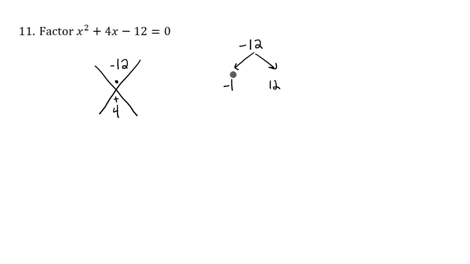So what else times what gives me 12? That's going to be a negative 2 times 6, and then a negative 3 times 4. All these are factors of 12. And again, we want to make the smaller number negative so that when these two numbers add together, we get our positive number. So the two numbers that add together to give me a plus 4 are negative 2 and 6. So I write my factors by writing x minus 2.